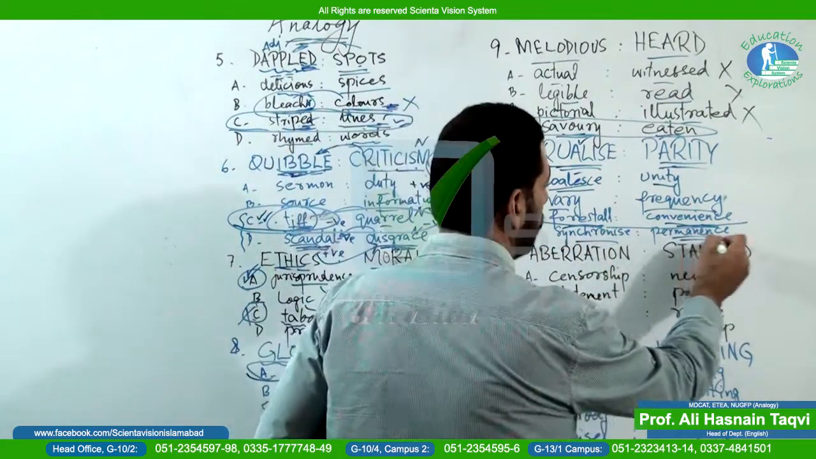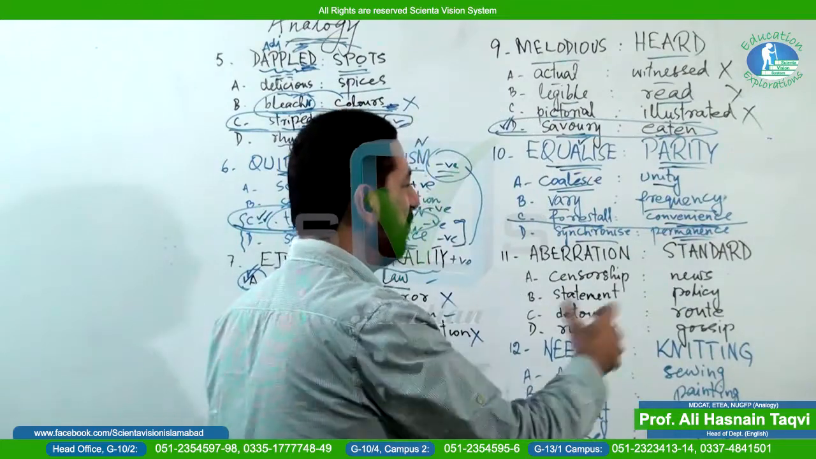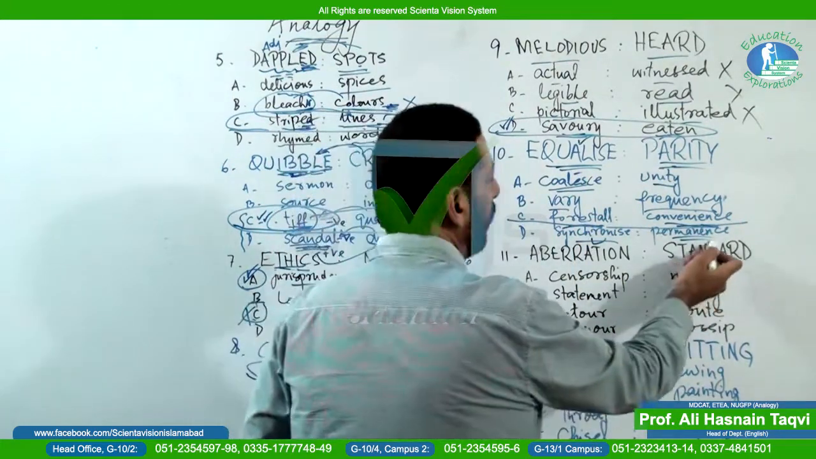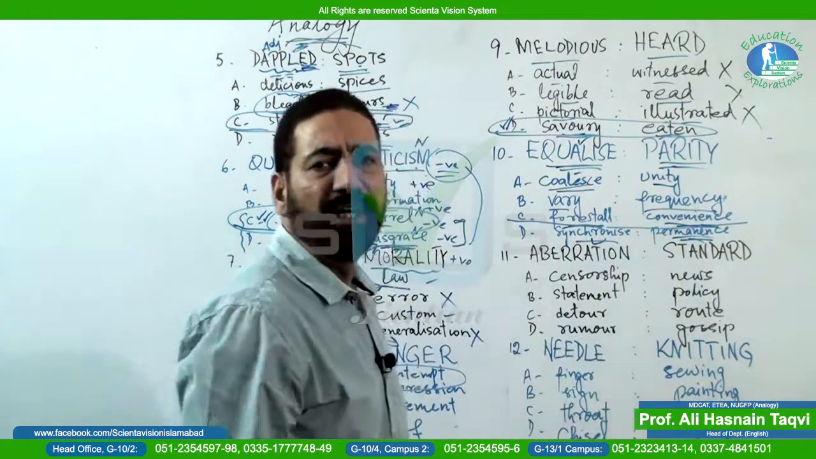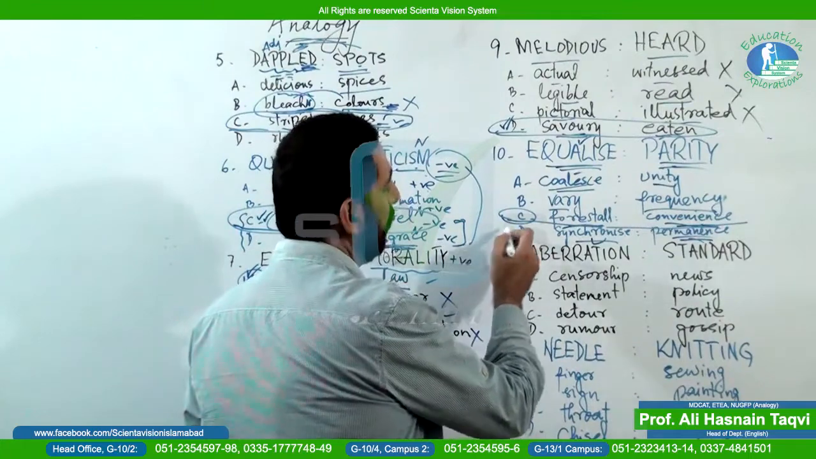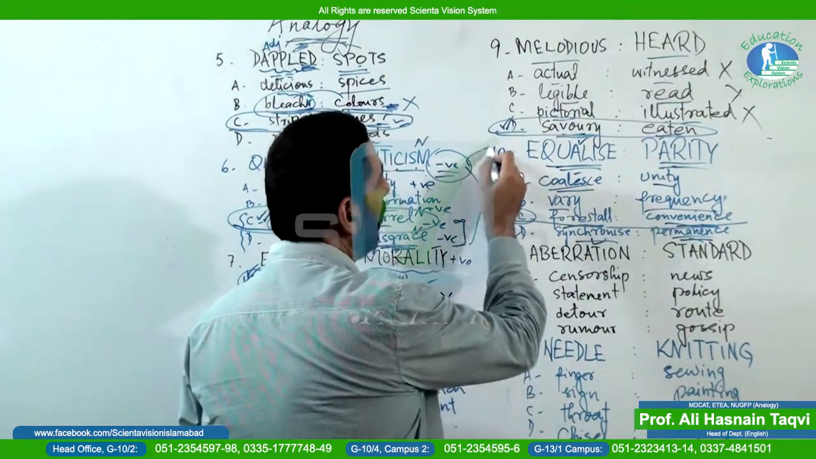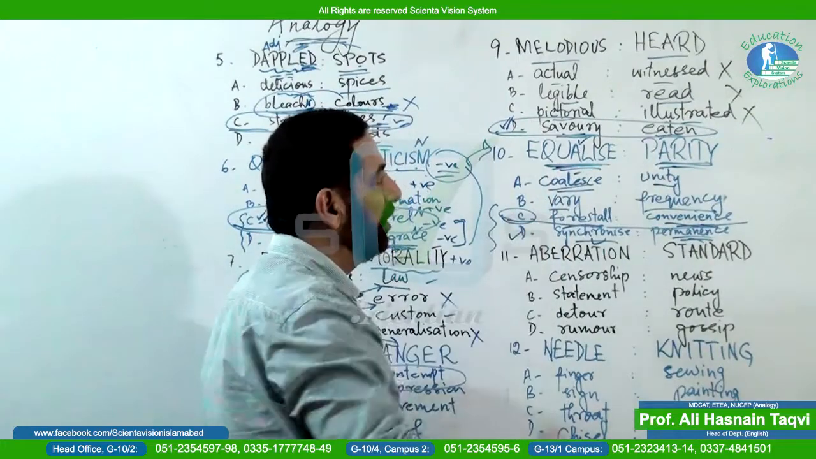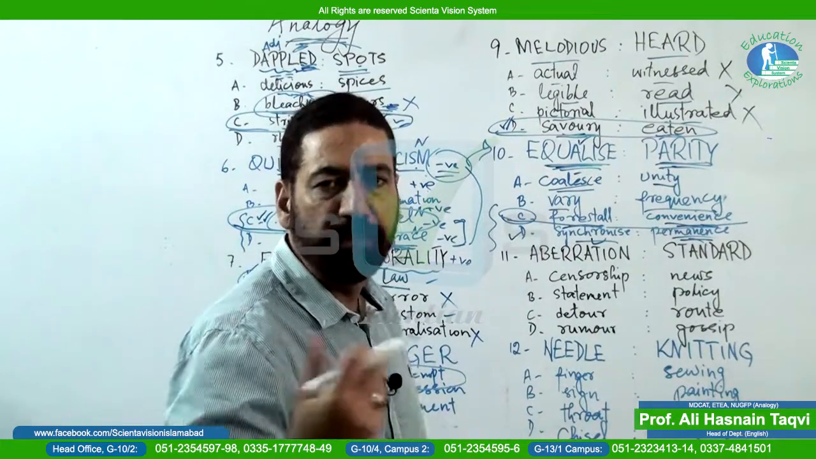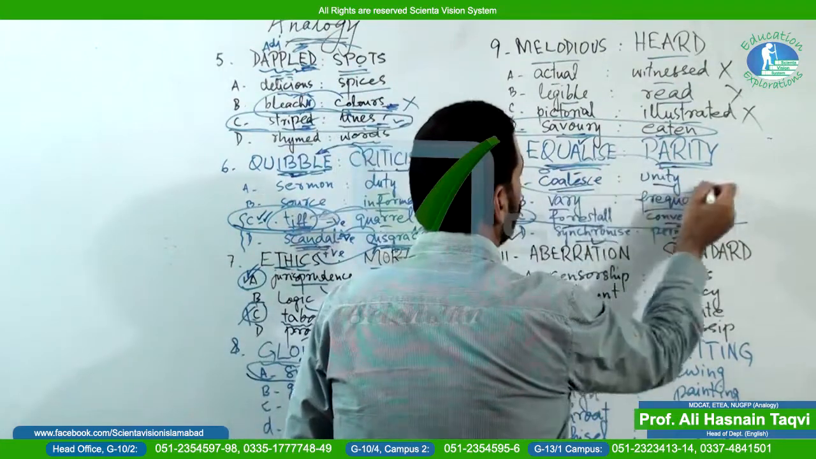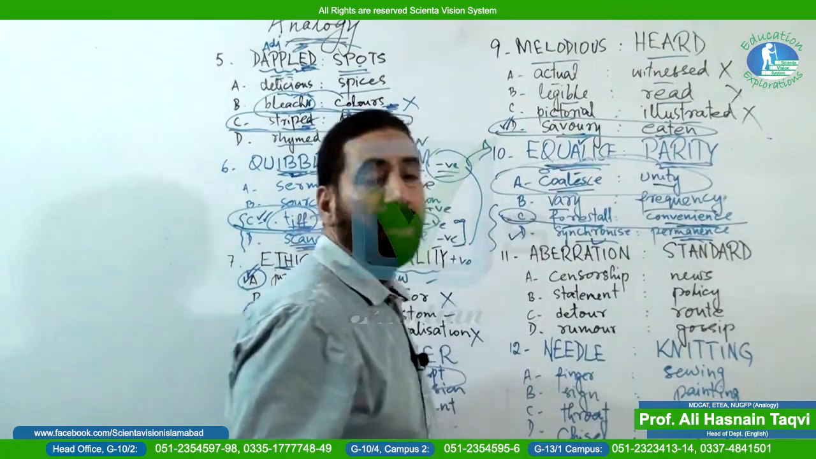Synchronize, permanence. Again, the word synchronizing is putting together, putting in harmony. Permanence is not closely related. Yes, this could have been our option for this pair, but the two here cannot be our option because here the word parity has to do with equalize. When you equalize, you gain parity. When you coalesce, you gain unity. So your correct option was alpha.